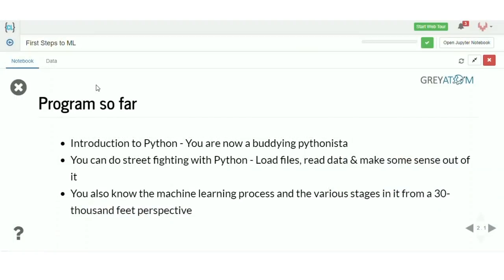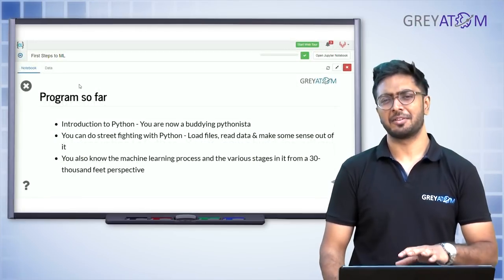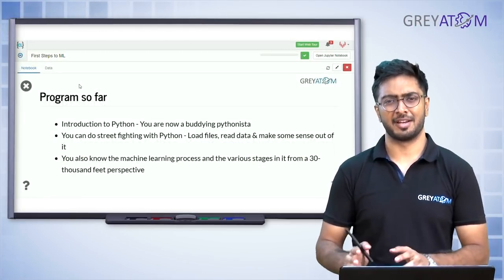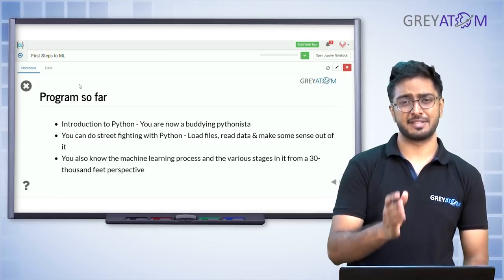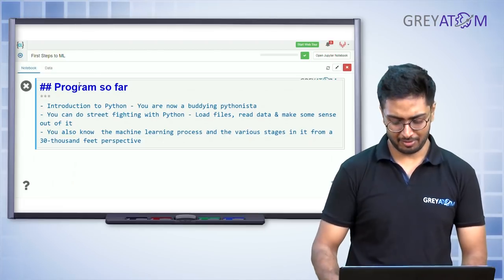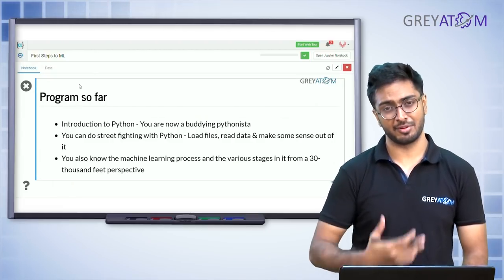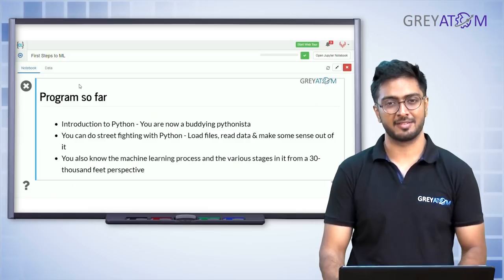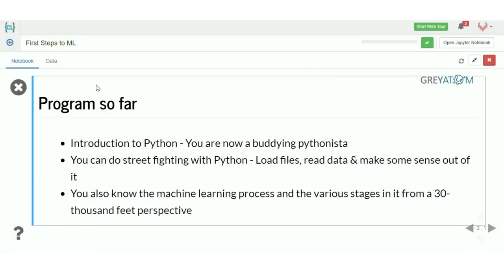So far in the program, obviously you have been introduced to Python. That's awesome. If you are still not introduced to Python or not familiar with it, it's probably not the right time to jump into inferential statistics. I would suggest going back, getting that done really well, and then trying to jump into this piece. You can do data wrangling with Python, and I'm guessing all of that is part of it.